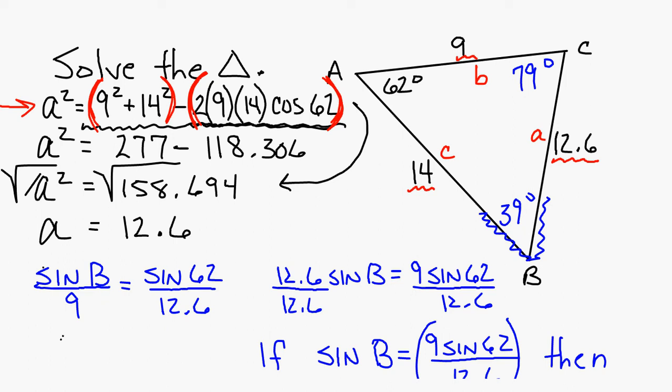So since you didn't have enough information to use law of sines in the first step, then you use law of cosines. Once you had that third side, or once you had all three sides and one angle measure, you can find a second angle measure using law of sines. Does that make any sense?